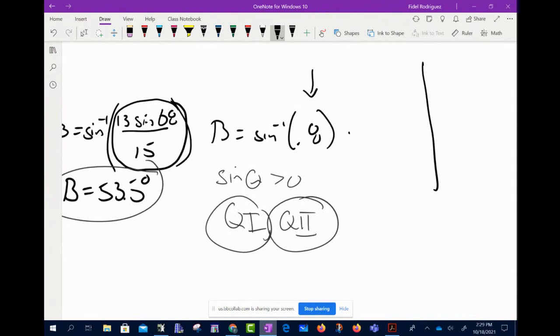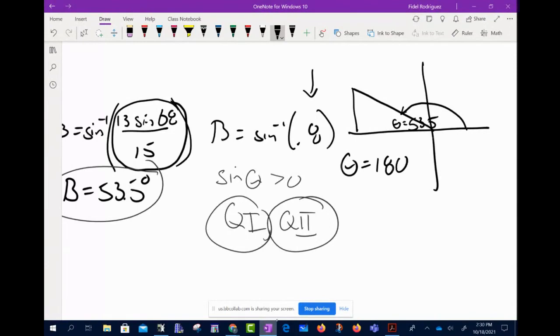If I were to draw my picture, and my theta here is 53.5, then I would need to find what this angle right here is. The way we can find that angle is to take 180 and subtract 53.5. If I do that on my calculator, 180 minus 53.5, I come up with my other angle being 126.5 degrees.